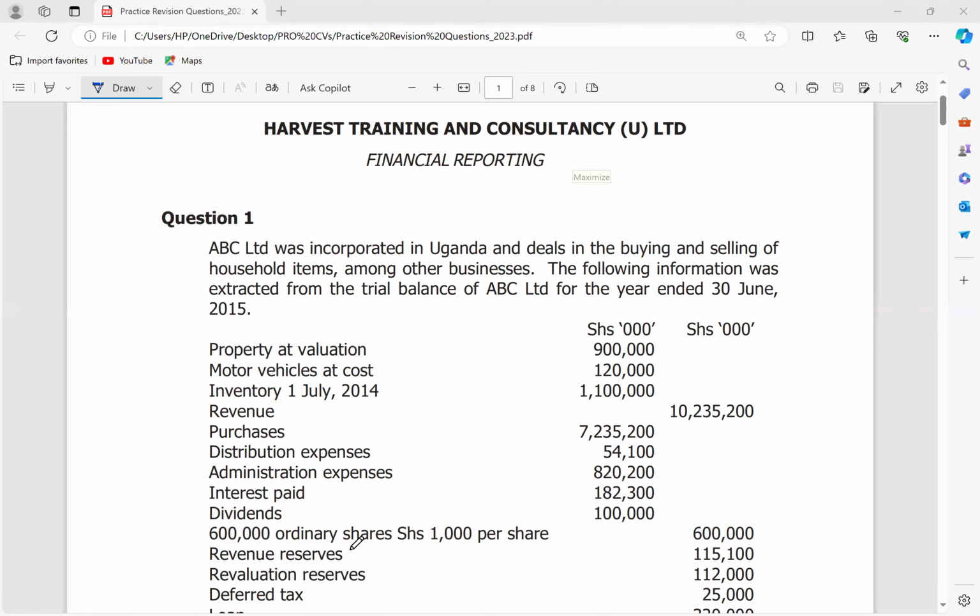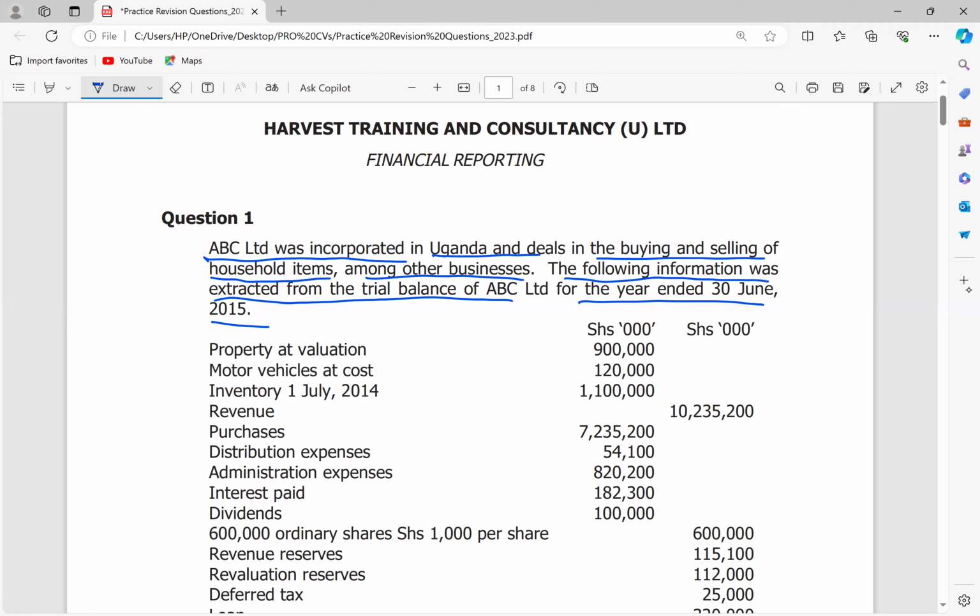Okay. So here we have ABC Limited, sorry, which was incorporated in Uganda and deals in the buying and selling of household items, among other businesses. The following information was extracted from the trial balance of ABC Limited for the year ended 30th of June, 2015.